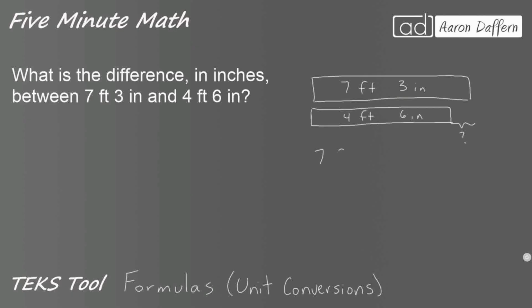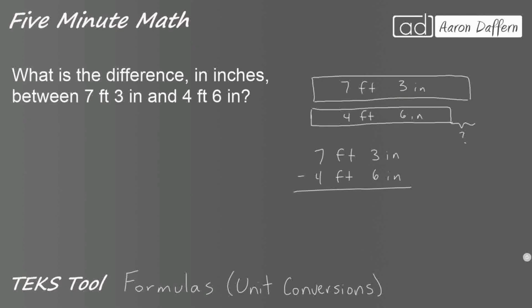So you might think, oh, well, let's just line it up. I wonder if normal subtraction would work. 7 feet 3 inches minus 4 feet 6 inches. Well, when you start, you're going to have to subtract 6 inches from 3 inches. And if you try to borrow and just make it a 10, you're going to get into trouble. So this is where we need our formula.